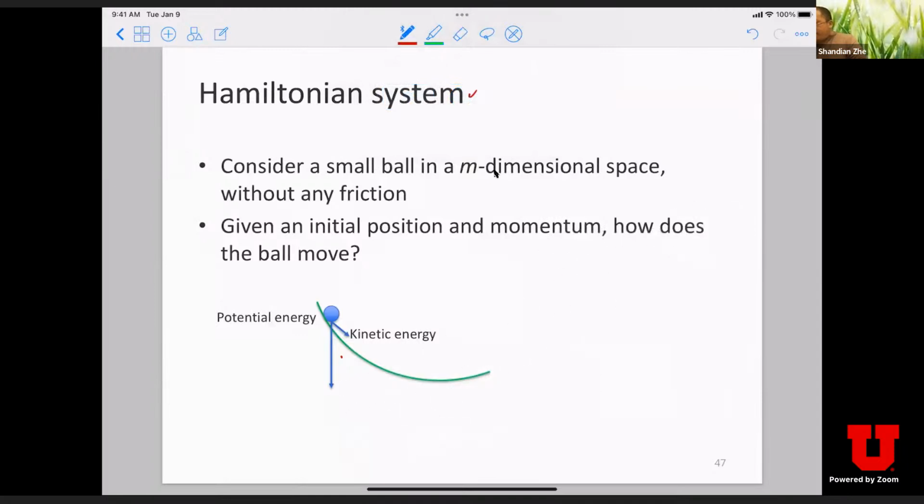So now I want to ask, if this is an ideal system, meaning that there's no friction, what will happen? It just keeps oscillating, right? Another similar physical system is called a pendulum.